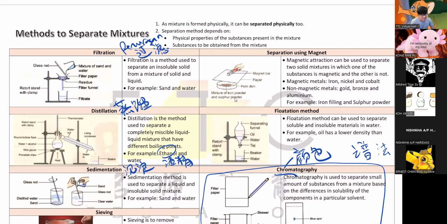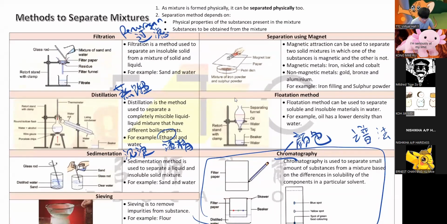Okay, so next, separation using magnet. As the name says, you can only separate a magnetic stuff from a non-magnetic stuff. For example, iron and sulfur. Because iron is magnetic, sulfur is non-magnetic. That's how you separate them. Magnetic metals are your iron, nickel, and cobalt. Only these three metals can be attracted by magnet.